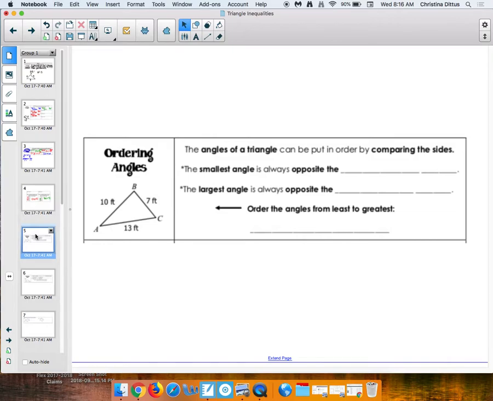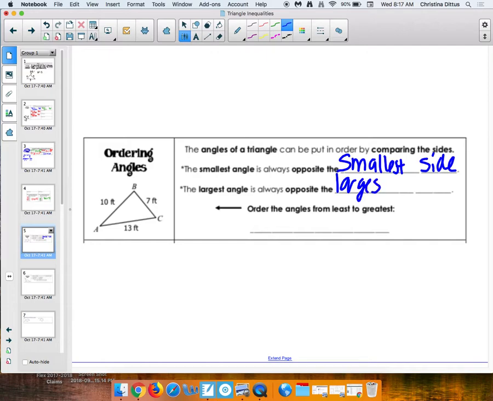Other thing we're gonna do today is ordering angles and sides. This also should not be very hard. I hope the other thing wasn't very hard. When you compare sides of a triangle, it is true that the smallest angle is always opposite the smallest side. And vice versa, the largest angle is always opposite the largest side.